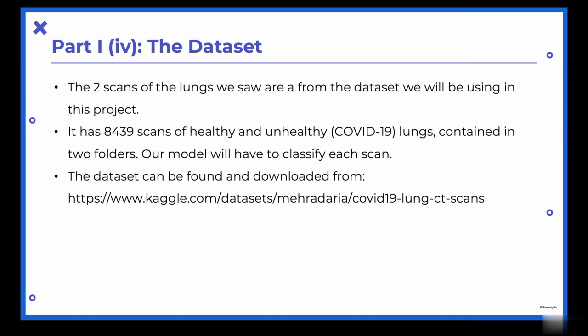The two scans shown before were the scans of a lung from the dataset that I'll be using in this project. The dataset has 8,439 scans of healthy and unhealthy lungs contained in two folders. We have to create a model that will classify each scan in their correct category. The data can be found and downloaded from the link given below.